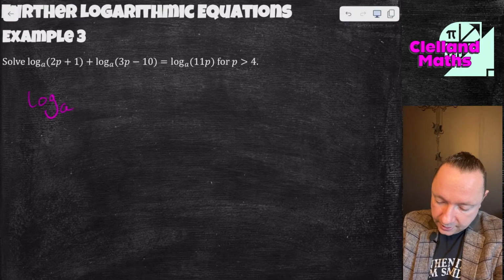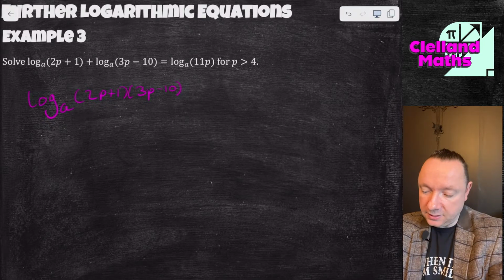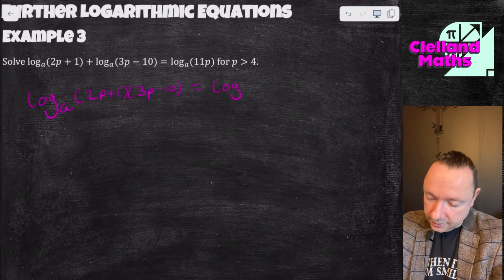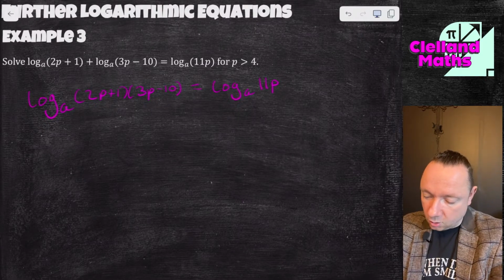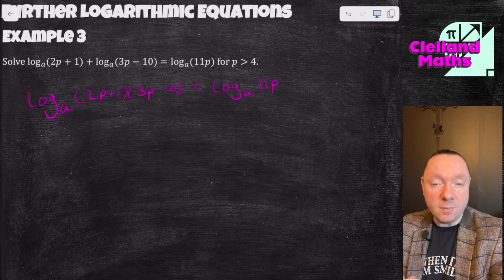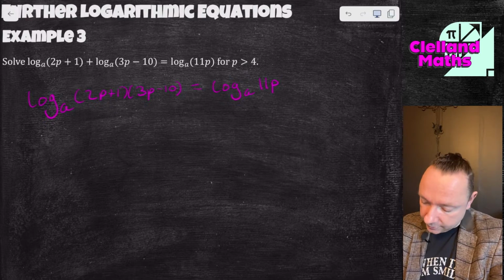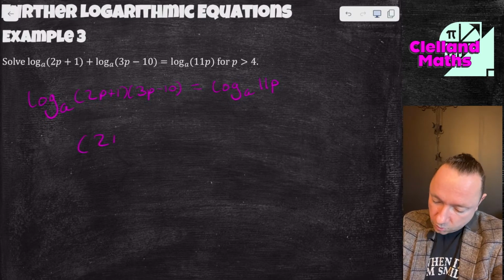So we've got log base a of 2p plus 1 times 3p minus 10, because add means times, equals log base a of 11p. So notice we've got a log of something equals a log of something, same base, so the logs eliminate. It doesn't matter if it's a base a, because you're never going to work it out anyway. So that means that 2p plus 1 times 3p minus 10 equals 11p.